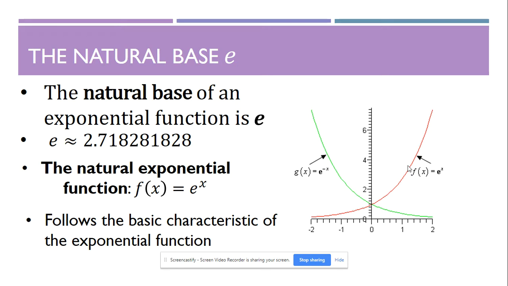So it follows all the basic characteristics of exponential functions, as you can see from the graph on the right. When e has a positive exponent or a positive x, from left to right, it goes up. And then when it has a negative x, from left to right, it goes down.